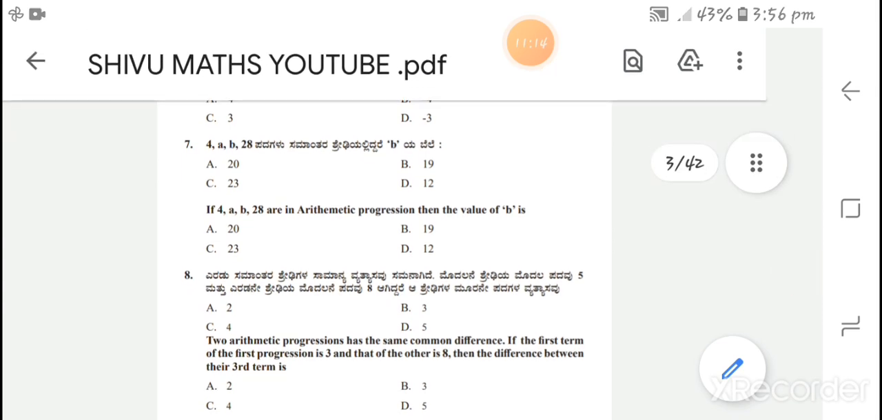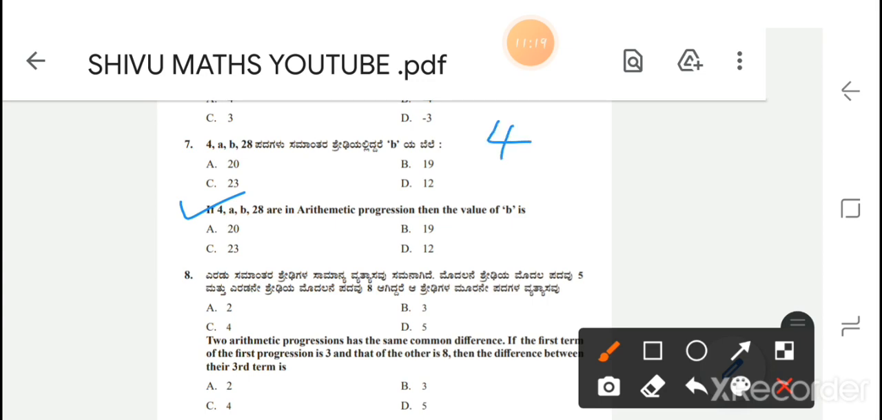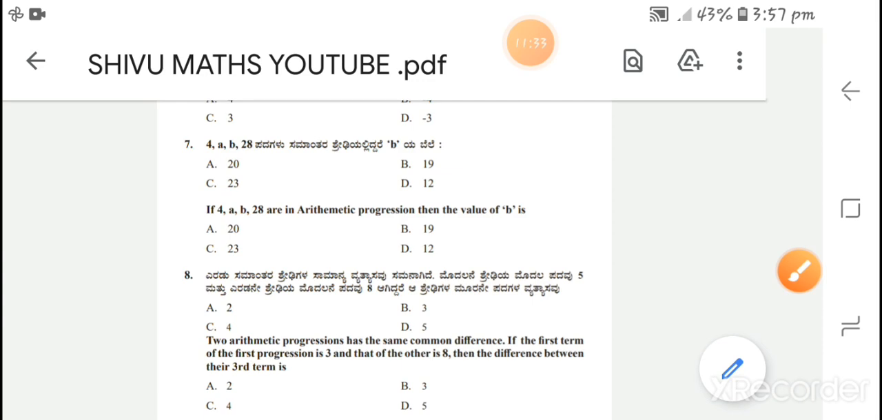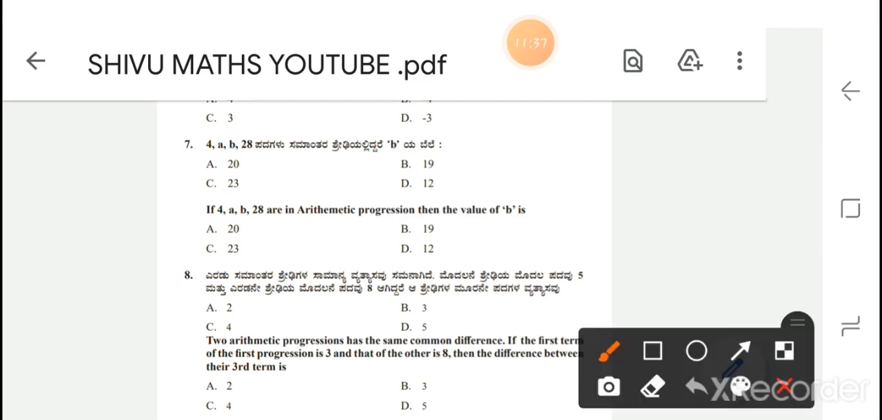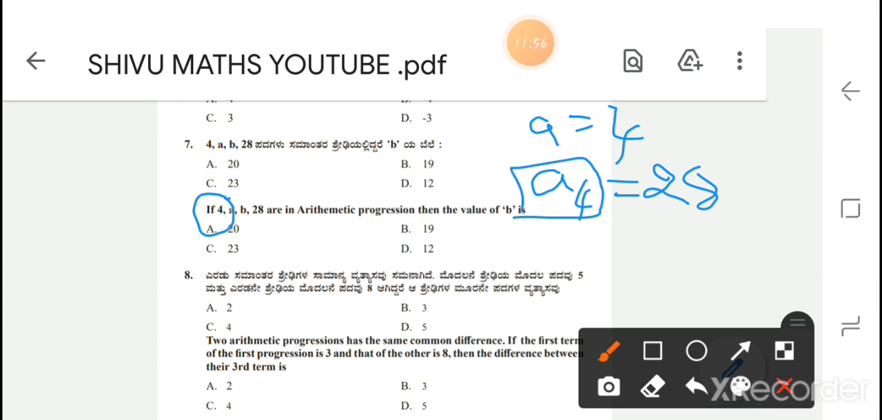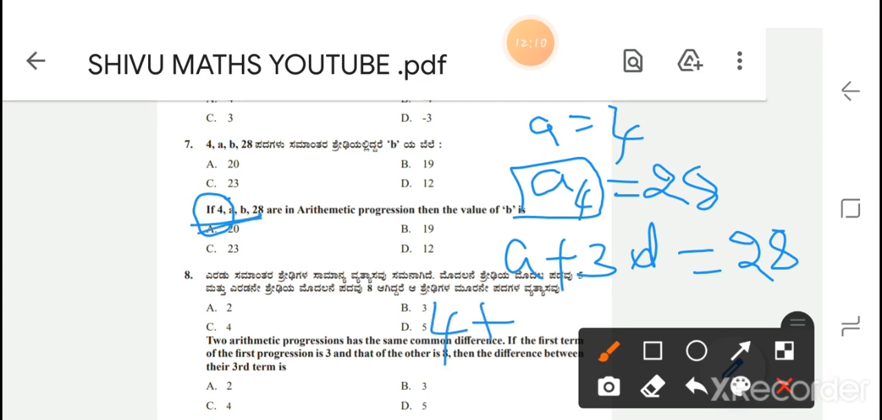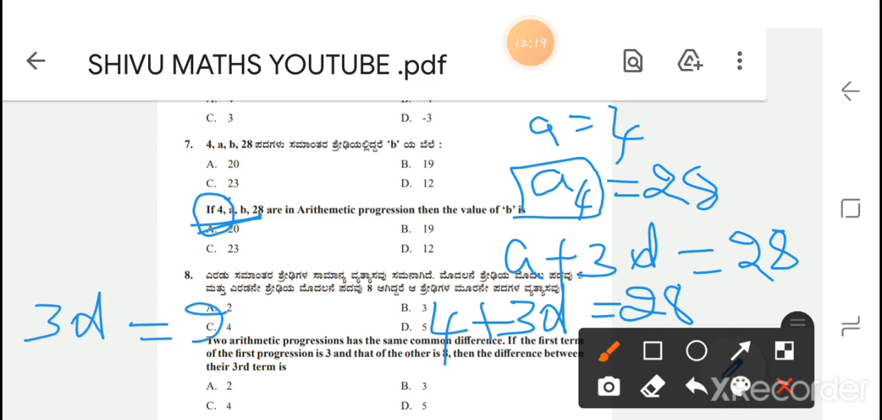What is that seventh question here? Seventh question given that if 4, a, b, 28 are in arithmetic progression, then the value of b is. See, observe that first we need to find common difference here. Common difference means this first term is 4 given, that is a is equal to 4. And the fourth term is 28. Fourth term is a4, that is 28. You know that a4 means a plus 3d. Here a plus 3d is equal to 28. So here we know that a is 4, so substitute 4. Then 4 plus 3d is equal to 28. Transfer 4 to left side, we subtract. So 3d is equal to 28 minus 4, we get 24.